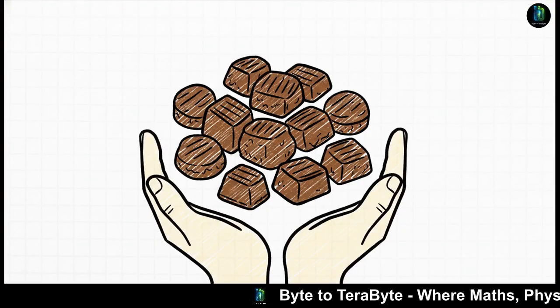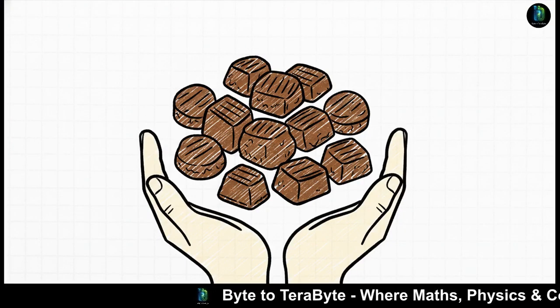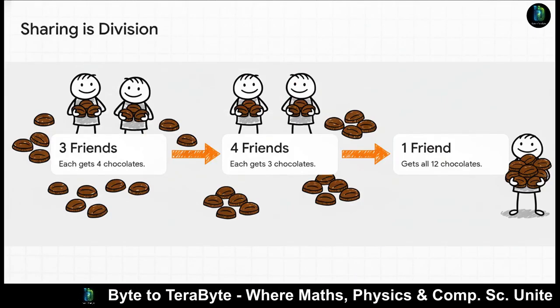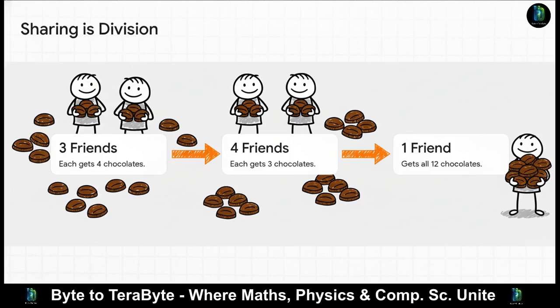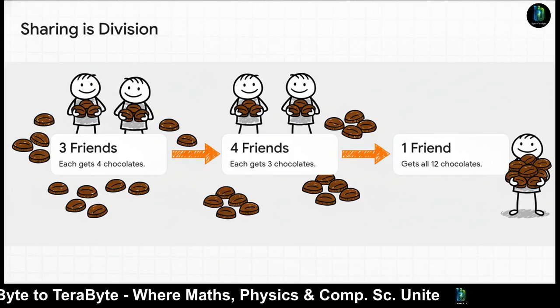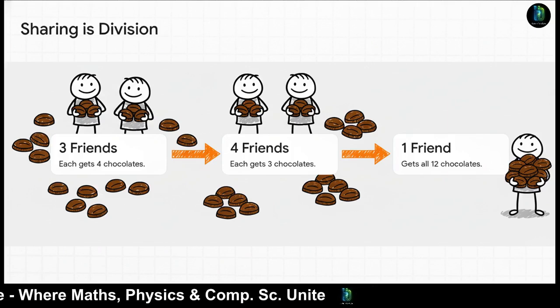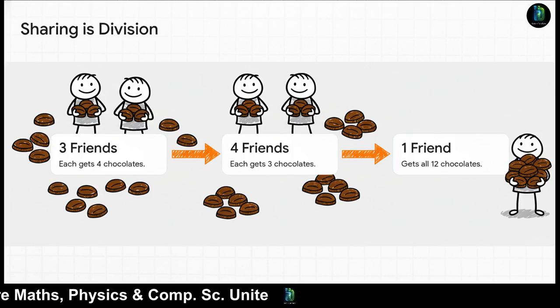So, just imagine you've got 12 chocolates, and you want to share them equally with some friends who are coming over. It's pretty straightforward, right? If 3 of your friends show up, each of them gets 4 chocolates. Simple division. If 4 friends come, well, they each get 3. And if it turns out only 1 friend can make it, they get the whole jackpot, all 12 chocolates.